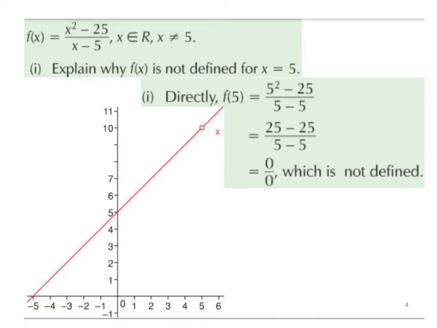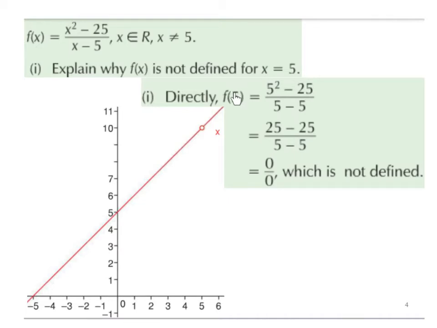So if we were to substitute 5 in place of that x, we would end up with 5 minus 5 in our denominator. And 5 minus 5 is 0, and we cannot divide by 0. It is not possible to divide by 0. So if you ever end up with a function in which you have to divide by 0, we say that the function is not defined.